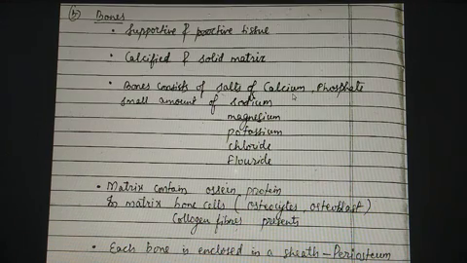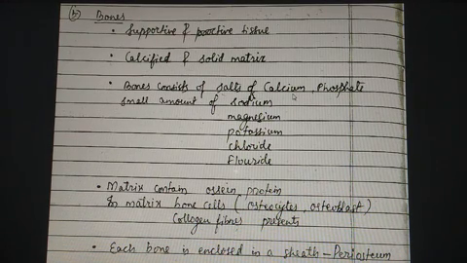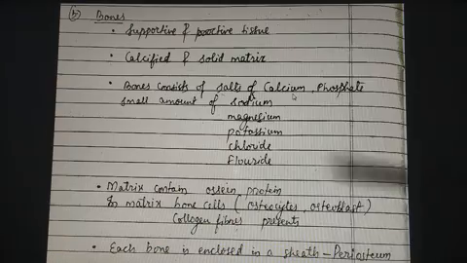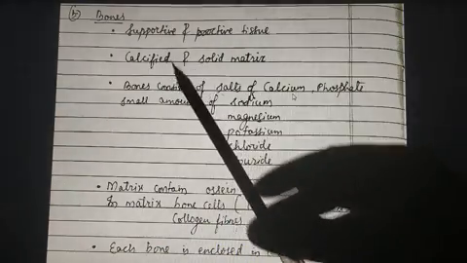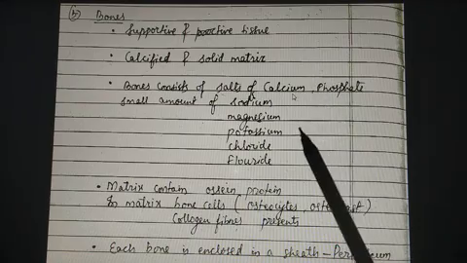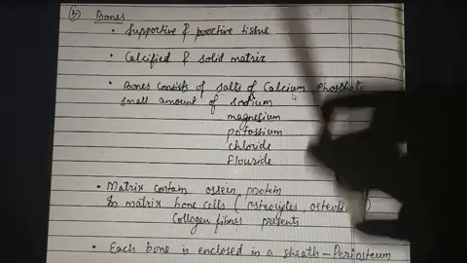The next type of supportive connective tissue is bones. So bone is a supportive as well as protective tissue. Its matrix is calcified. It contains calcium, phosphate, magnesium. Clear? And its matrix is solid in nature.